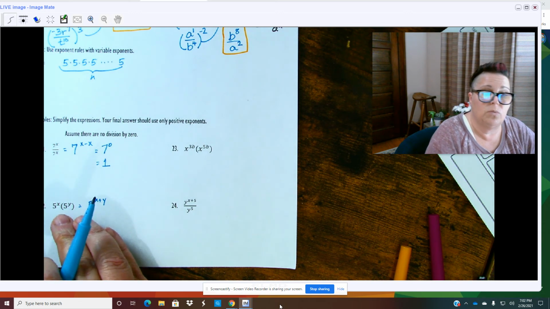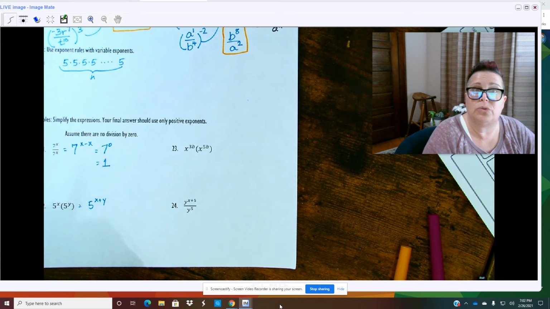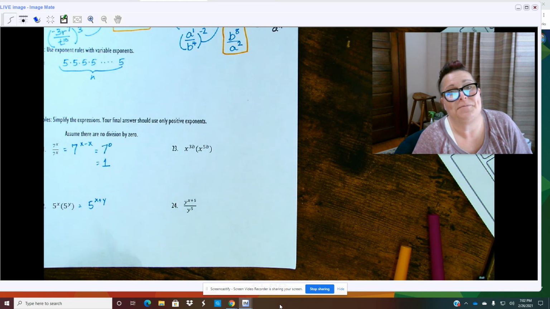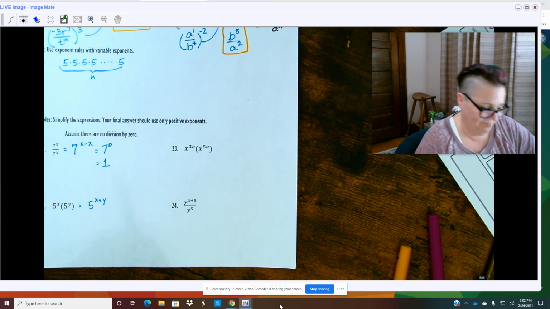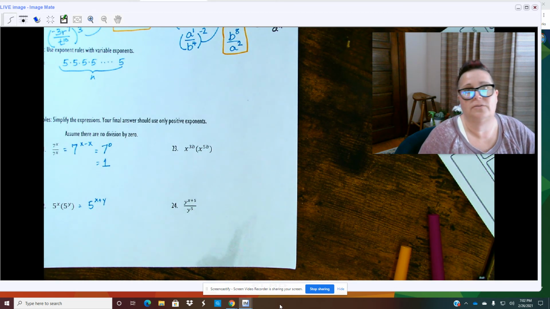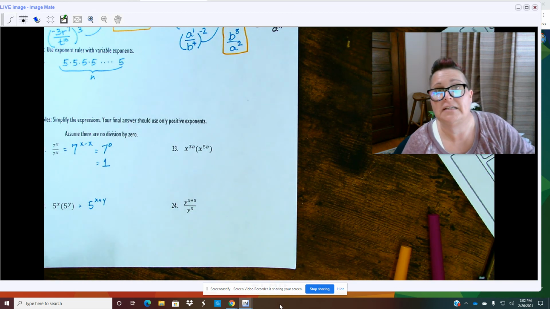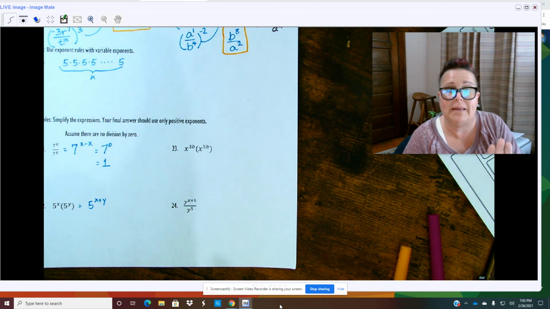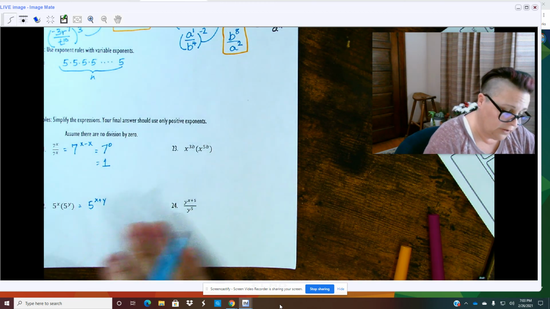If x was 1/2 and y was 2/3, it would still work. This would be 5 to the 7/6. Okay? We're not doing fractions and exponents. It was only an example. Please do not panic. We're not doing fractions. This is as far as we're taking it.